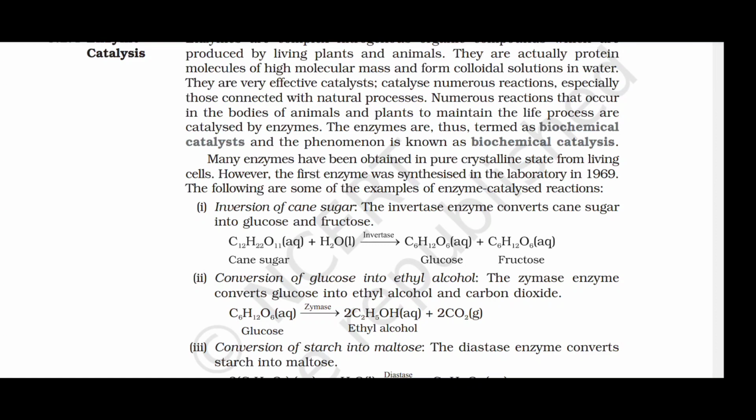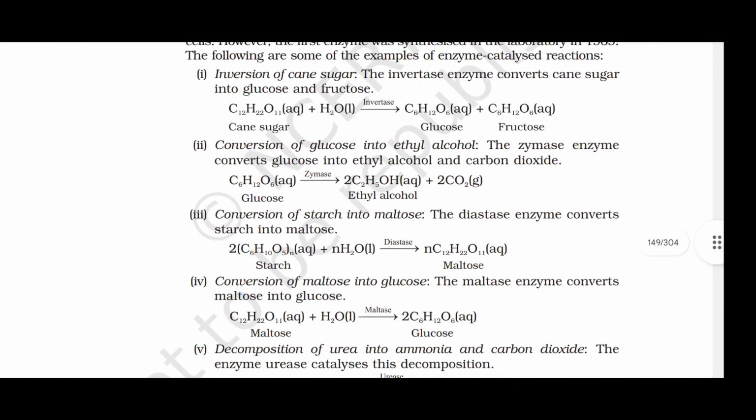तो ये वाले रिएक्शन तो आपके बायोमोलिक्यूल्स के चैप्टर में भी है, राइट? तो वहाँ से भी लिंक कर सकते हो. Second, conversion of glucose into ethyl alcohol. The zymase enzyme converts glucose into ethyl alcohol and carbon dioxide. तो इन्वर्टेस ने क्या किया? केन शुगर को ग्लूकोज और फ्रक्टोज बना दिया. जाइमेस ने क्या किया? ग्लूकोज को इथाइल अल्कोहल और कार्बन डाइऑक्साइड बना दिया.